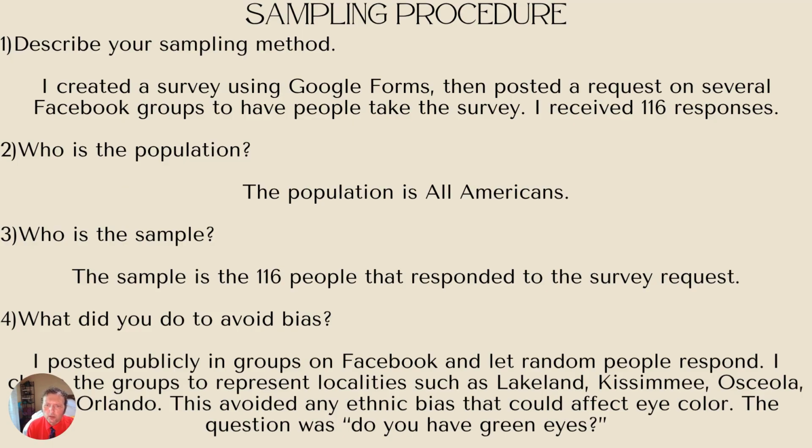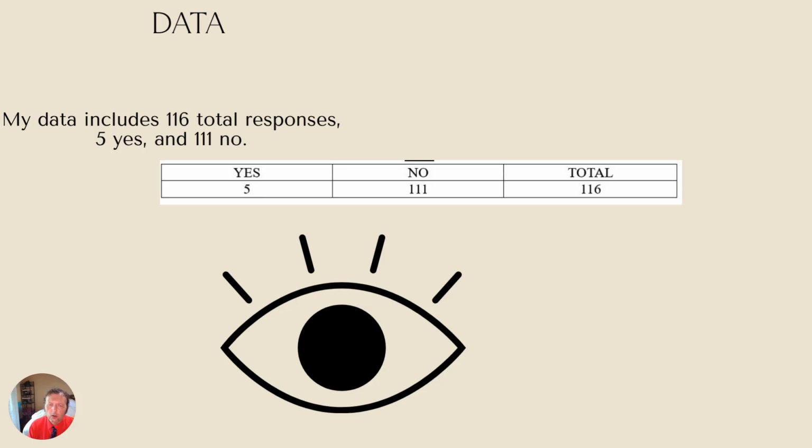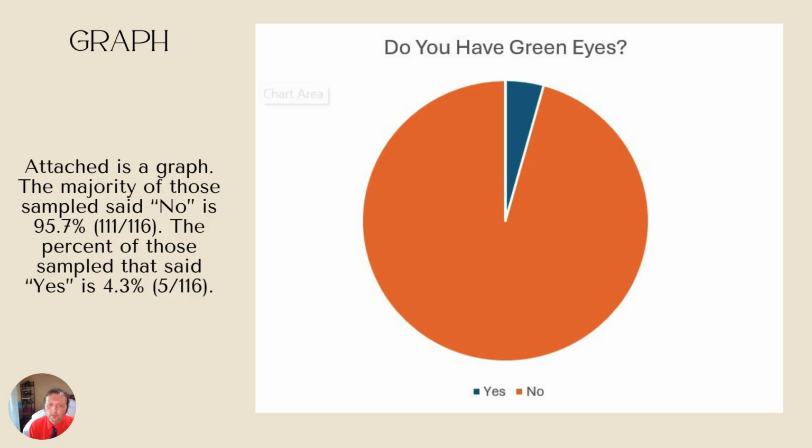The question was, do you have green eyes? My data included 116 total responses, 5 yes and 111 no. This is my graph. Do you have green eyes? The majority of those samples said no, which represented 95.7% or 111 out of 116. The percent of those that said yes is 4.3%, which is 5 out of 116.